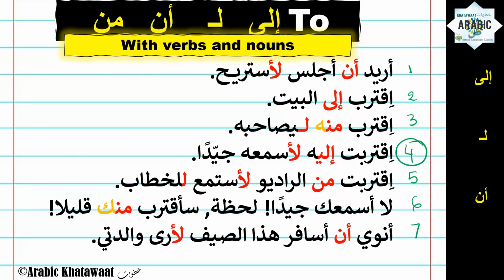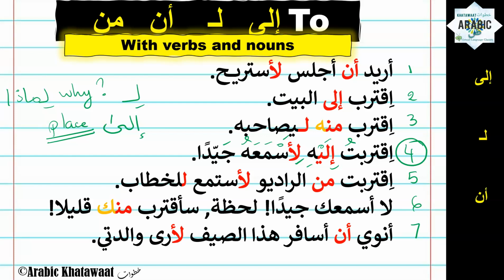So now we are in our fourth example. اقتربت, I got closer, it's all in the past. اقتربت إليه, got closer to him, meaning I am sharing or getting closer to his space. Like I was saying earlier, إلى is a preposition of place. So when you use it, you're sharing the same space, or you're getting closer to someone, or you're going towards something. اقتربت إليه. Why? لأسمعه. لي answers the question why, لماذا? To hear him well. I got closer to him to hear him well. اقتربت إليه لأسمعه جيدا.